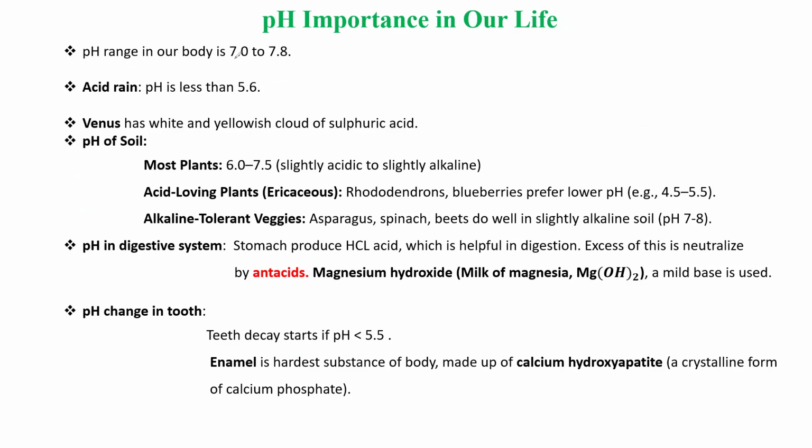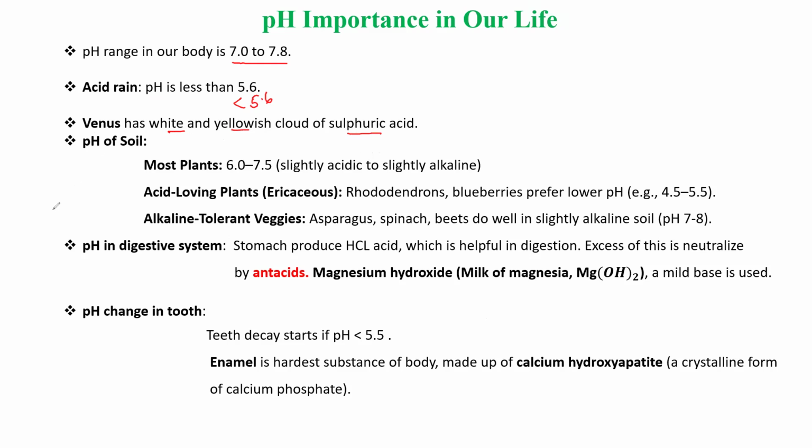So normally the pH of the human body is 7 to 7.8. In the case of acid rain, if you have heard about acidic rain, that means the pH value is less than 5.6. Okay, so that is acidic in nature. If you have heard about the Venus planet where life is not possible, it has white and yellowish clouds of sulfuric acid. So that environment is what? Acidic. So the pH value will be less than 7.